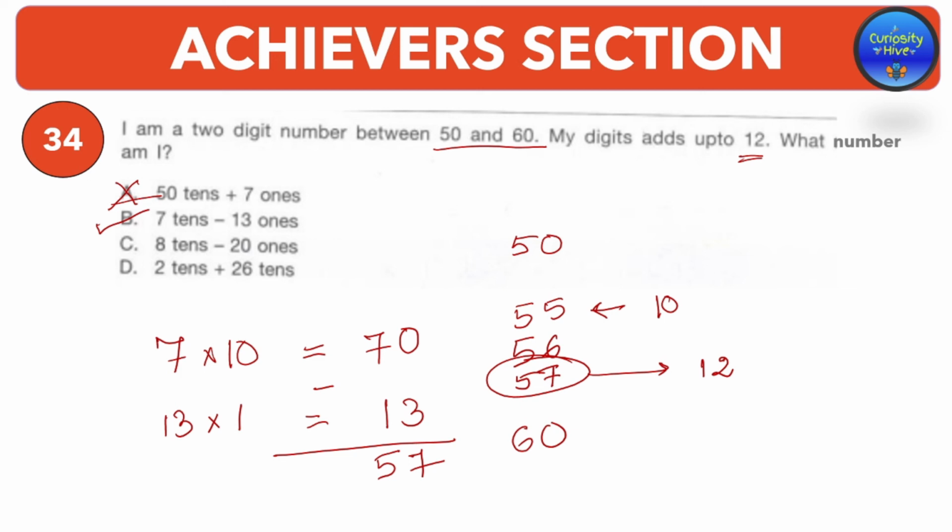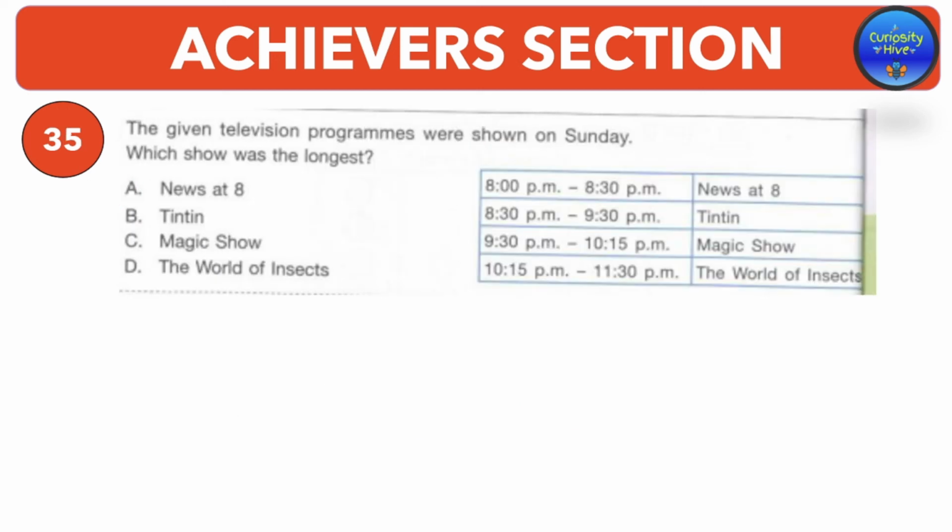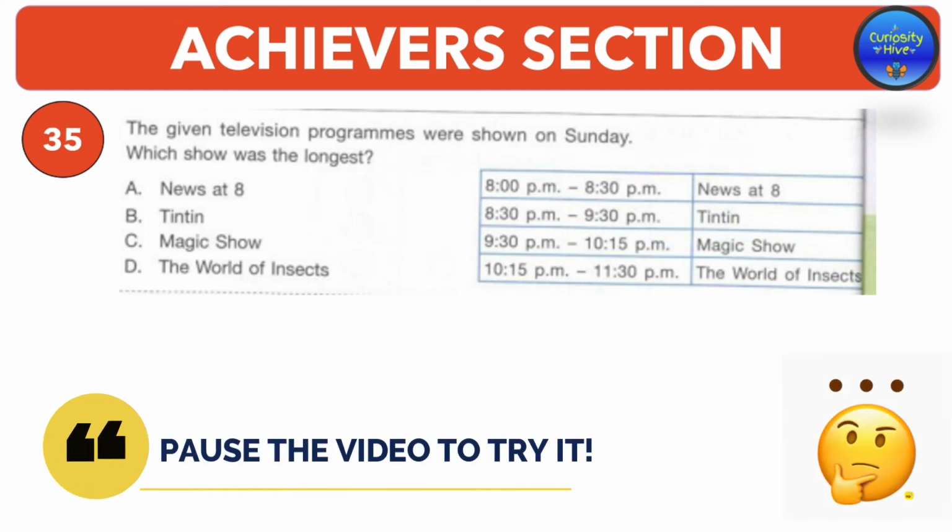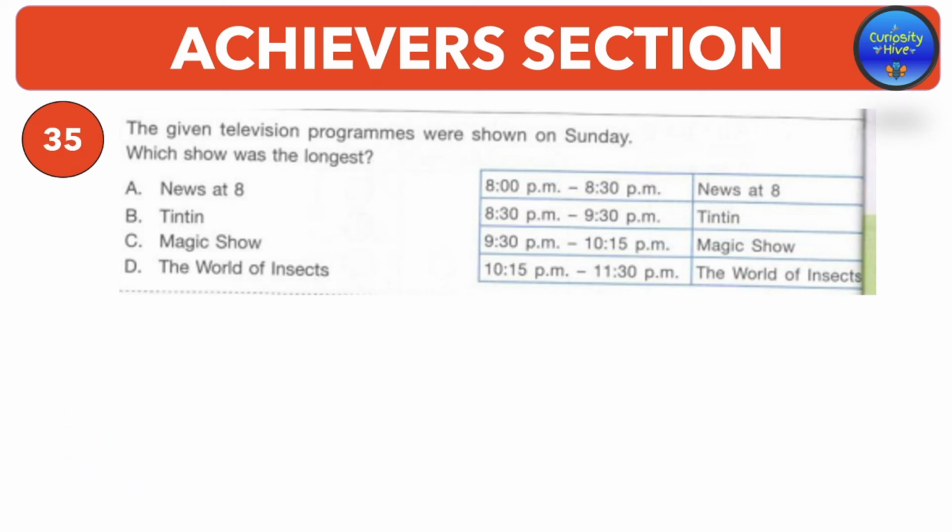Now let's go to our last and final question in this section. The given television programs were shown on Sunday. Which show was the longest? Here are the times and the television show names. Calculate and tell the answer. Well, I hope you have done your calculation. Let's match. Now, news at 8. Try to visually see and solve this.